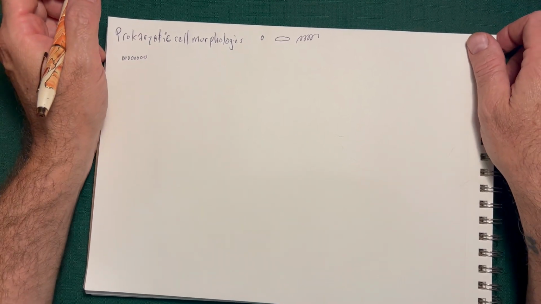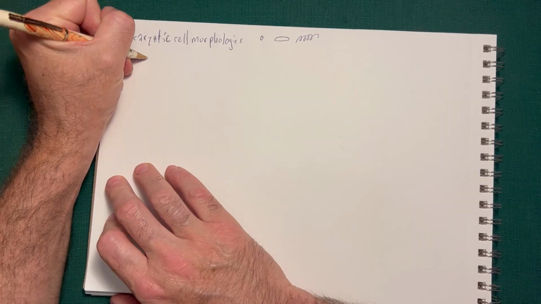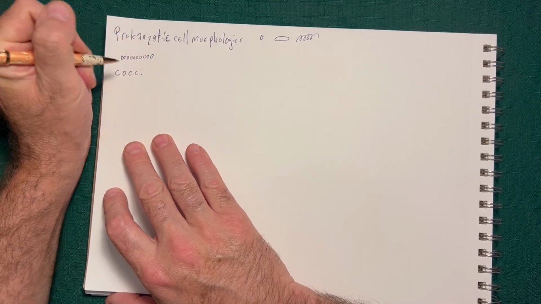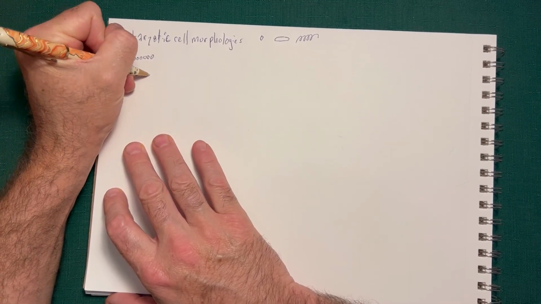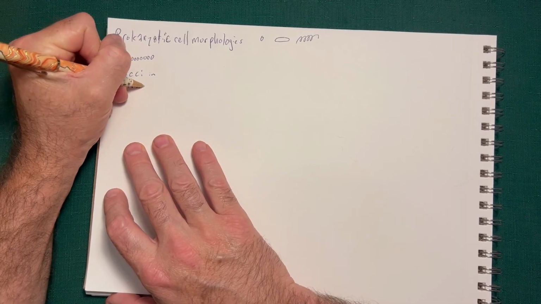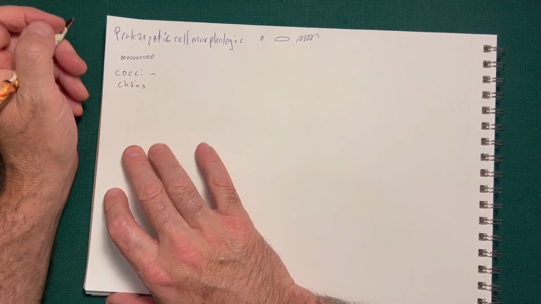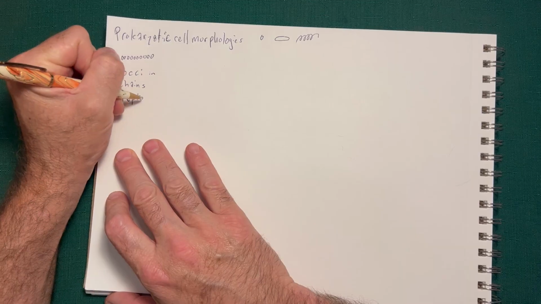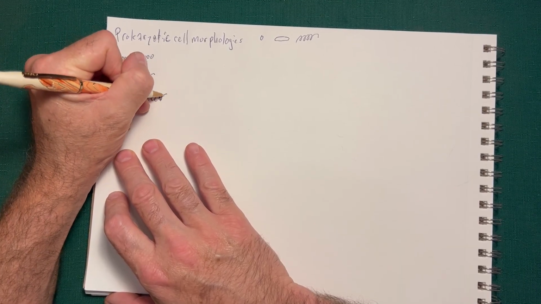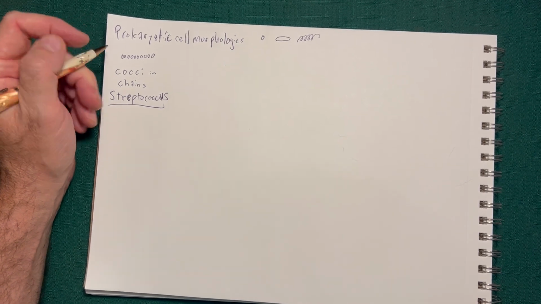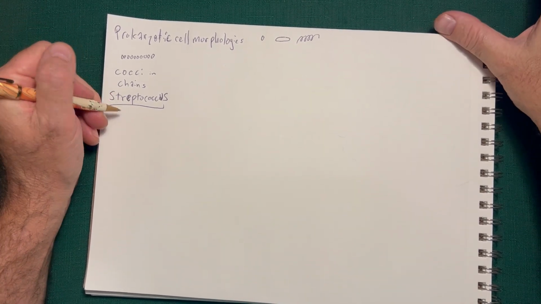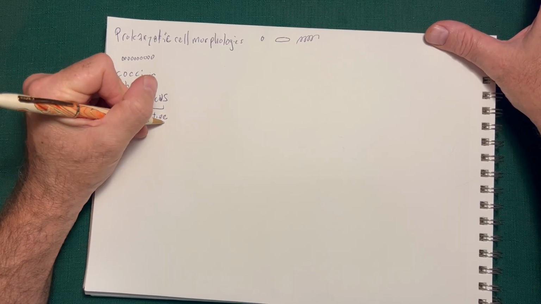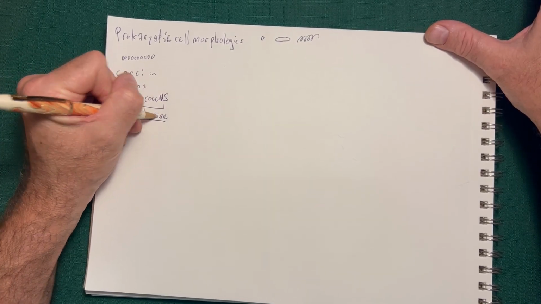For example, one thing that is very common is to find these spherical shapes or circular shapes in 2 dimensions as cocci in chains, linear chains like this. And this, for example, would be what we see in Streptococcus, like in Streptococcus agalactiae, one species of Streptococcus.